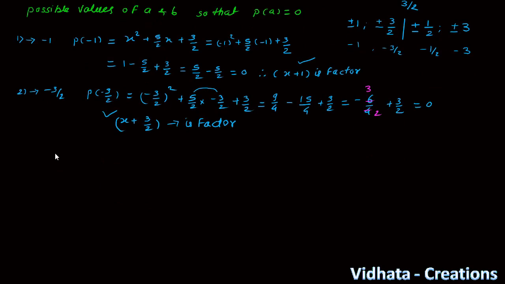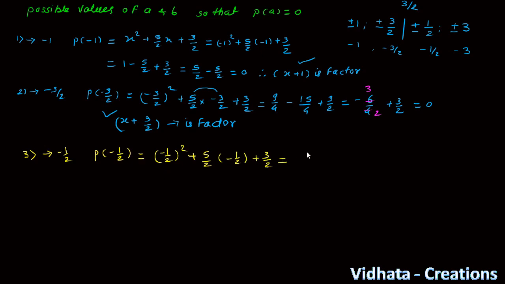Now I will use the value in the third as minus 1 by 2. Here I will write p of minus 1 by 2. It will give you that is equal to minus 1 by 2 square plus 5 by 2 into x, x is minus 1 by 2, plus 3 by 2. Calculate what you get.